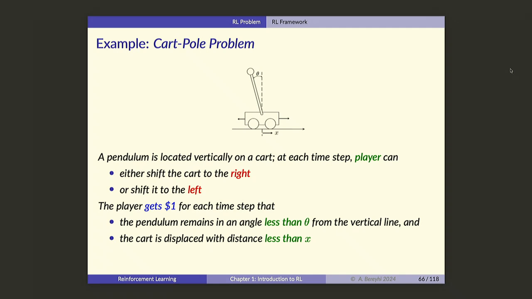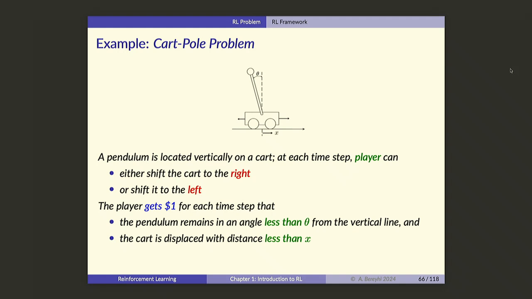Now, you are going to keep getting rewards if, when you push, that hanging pole is not getting far away from the central line, from the vertical line, with angle more than theta, and your cart is not moving from the center point with a distance more than x. Like if I can keep it very close, like I play like this, right? Left, right, left, right. So this pole is just not dropping, right?